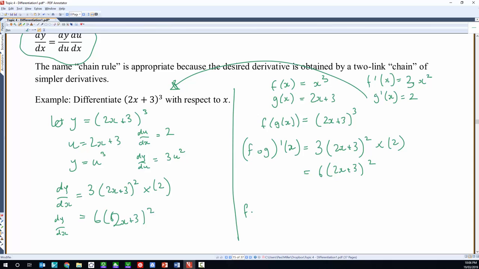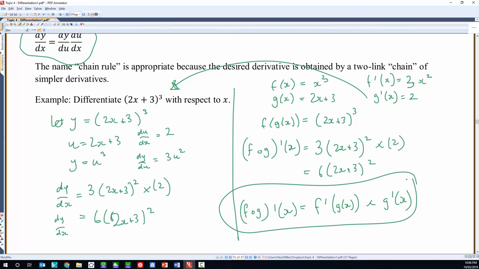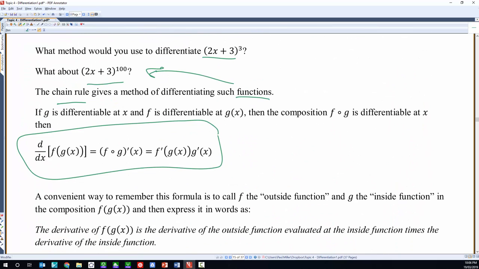More generally, fg dash x is going to be the derivative of the outer function, which is f dash, using the inner function, which in this case is g, multiplied by the derivative of the inner function g dash x. And you'll notice that this formula here is this one here. Okay, and so that's how we do it using function notation.